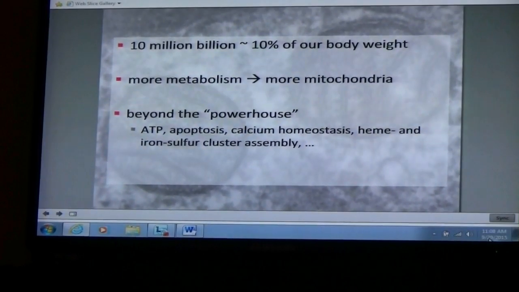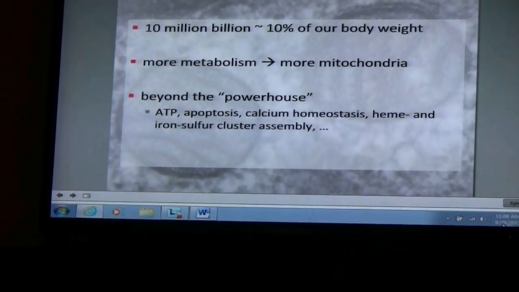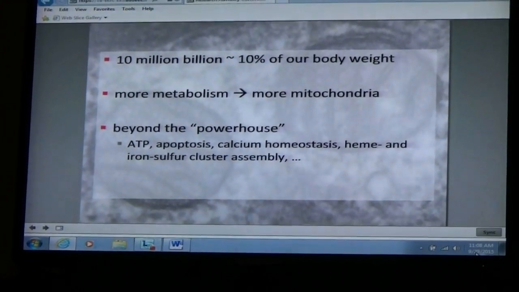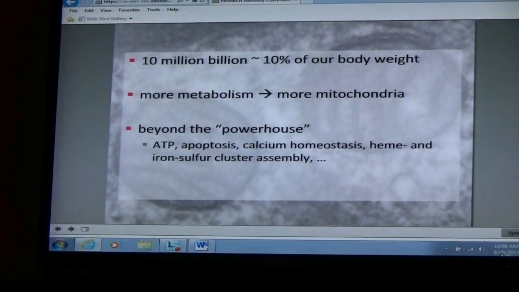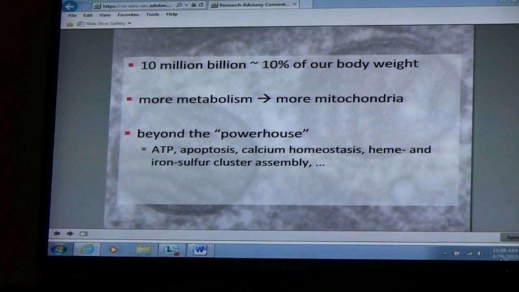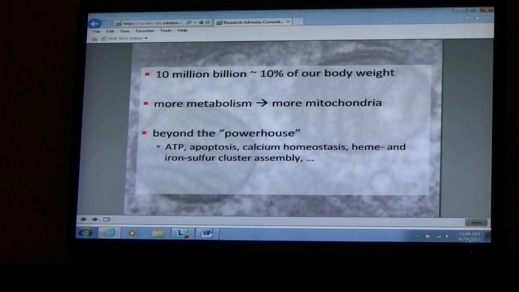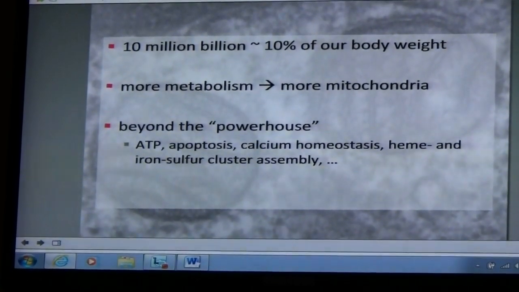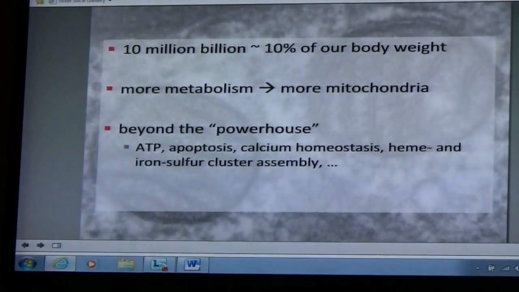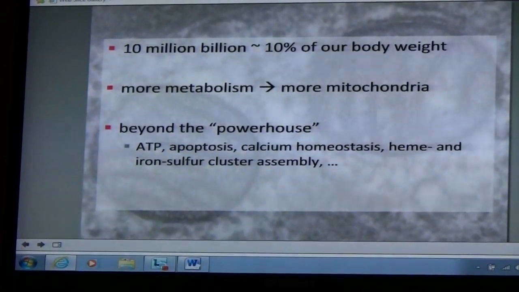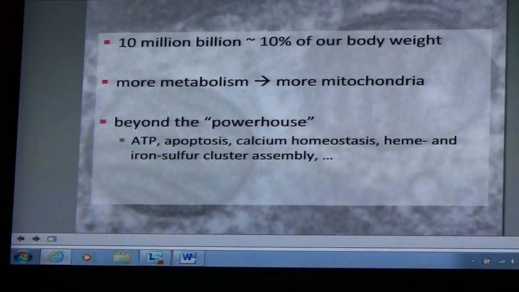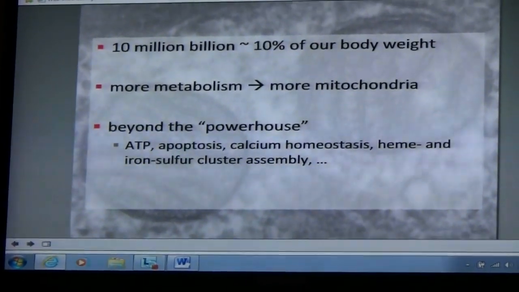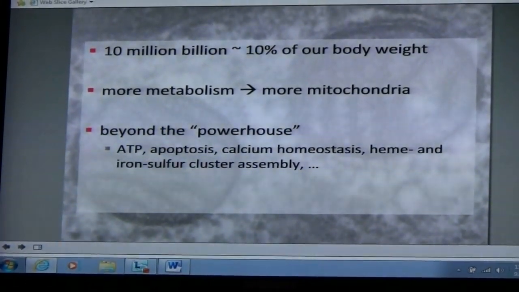But before I do, let's talk about how many mitochondria we have. And this number really sounds fake. It sounds like a little kid describing how much money or how many wishes they have. So 10 million billion is the estimate of how many mitochondria we have in our body. That accounts for approximately 10% of our body weight. The interesting thing about mitochondria is that the more metabolism that goes on in specific cells, the more mitochondria there are. So brain cells and skeletal muscle are going to have a larger percentage of mitochondria per cell than other organ systems.